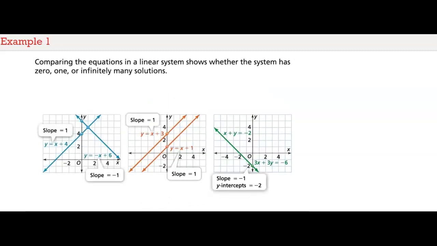Comparing the equations in a linear system can show you whether the system has 0, 1, or infinitely many solutions. When equations in a linear system have different slopes, the system has one solution. When a linear system describes parallel lines, the system has no solution. When a linear system describes the same line, the system has infinitely many solutions.